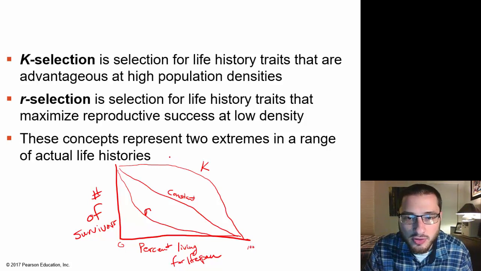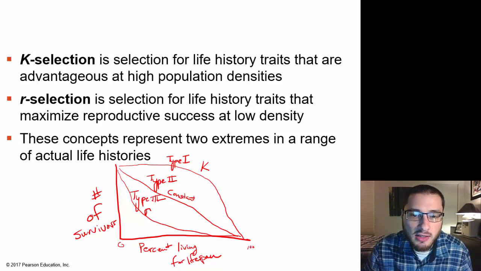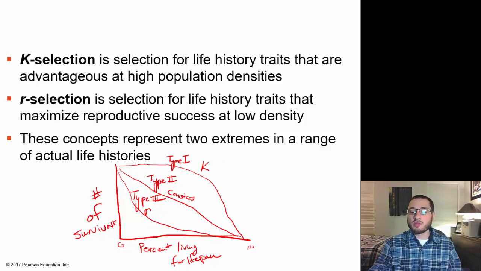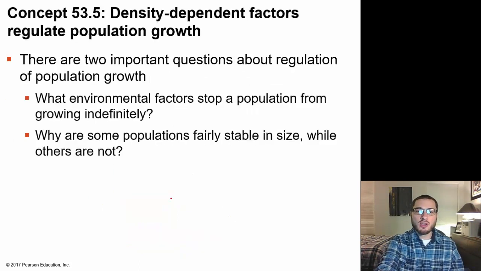And sometimes you'll hear them call this our type 1 strategist. This is our type 2. And this is our type 3. And it's not to say that any one's better than the other, but these are the three models that we look at, and the kind of cost to benefit ratio and why organisms reproduce the way that they do.